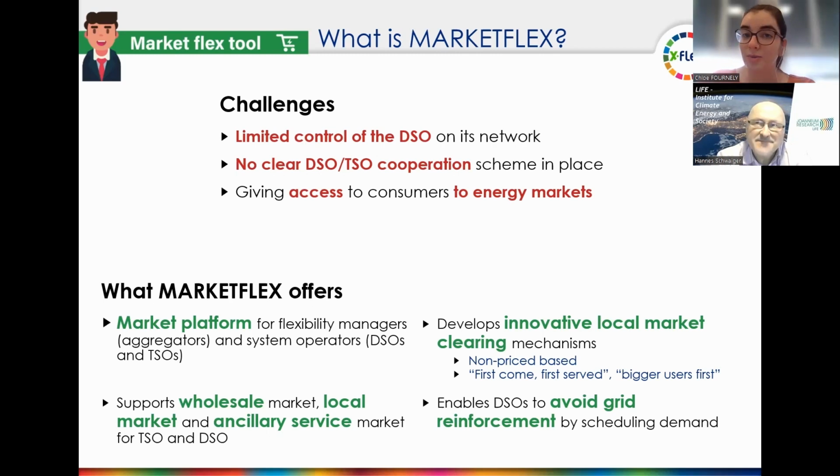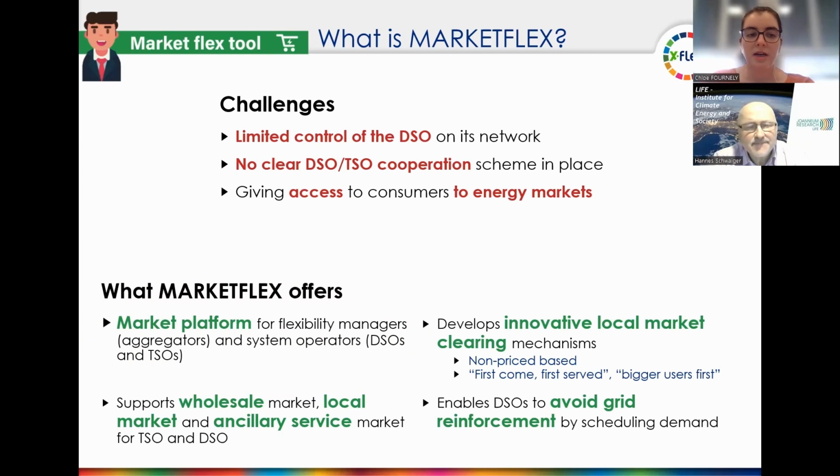So why do we do MARKETFLEX then, or what do we do with it? As the name tells, MARKETFLEX is a market platform, and it's aimed primarily at aggregators. So they are the flexibility managers of all the flexible, controllable units that are connected to the distribution network. It could be an EV charger or a heat pump or a small power plant, CHP units, etc. And it is also a market platform for system operators, so directly DSOs. That's who we are focusing on.